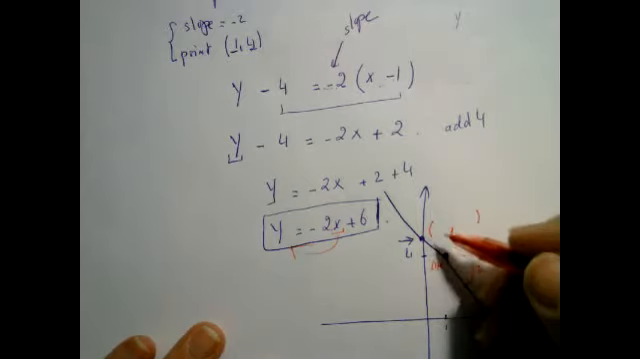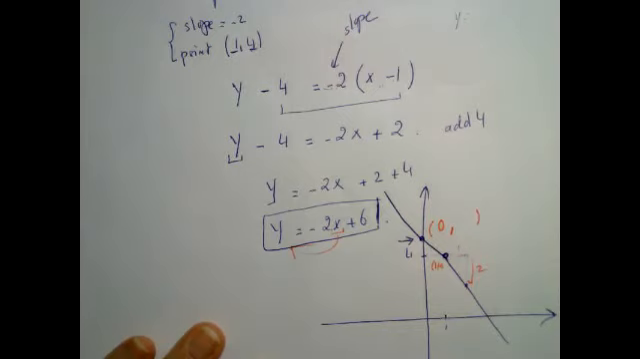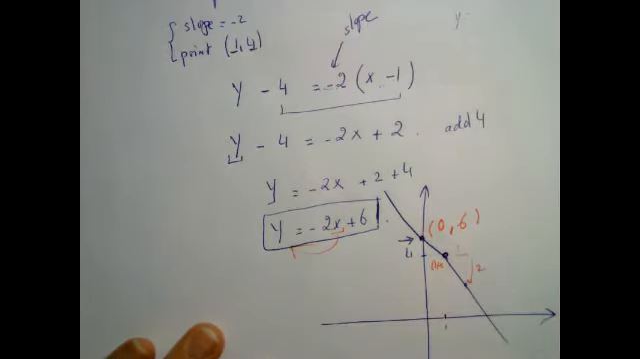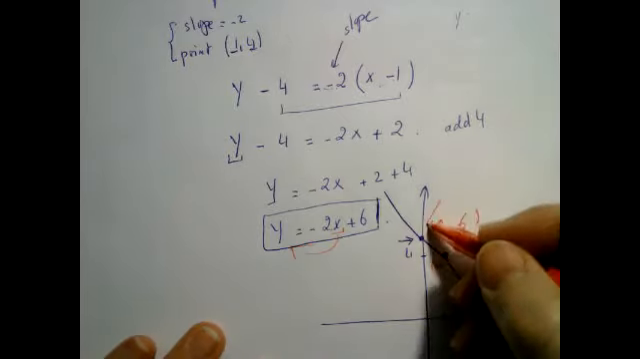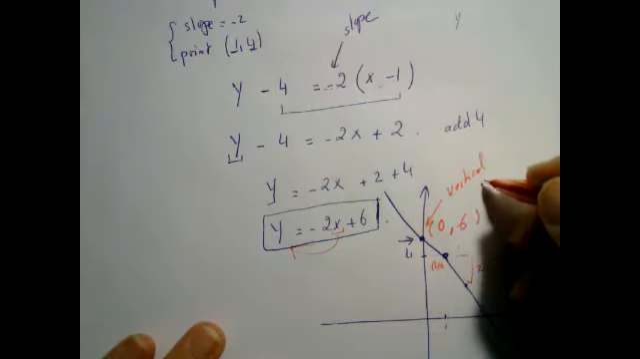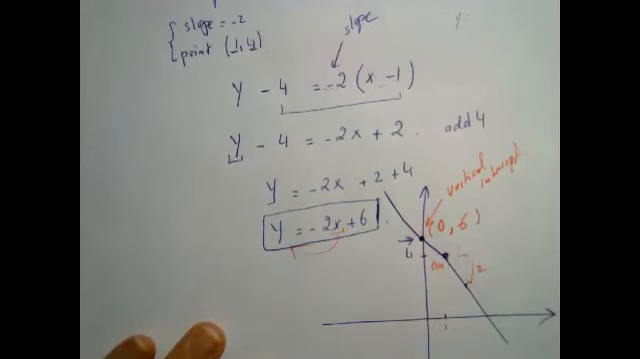Okay, let me ask you a question. What's the x coordinate of this point? 0. Would it be 0, 6? Right. If this is the equation, it means if x is 0, the y will have to be 6. Okay, the y has to be 6. And this is what we usually call, if you guys remember, the intercept. The vertical intercept, it means where the line is going to intercept the y-axis.